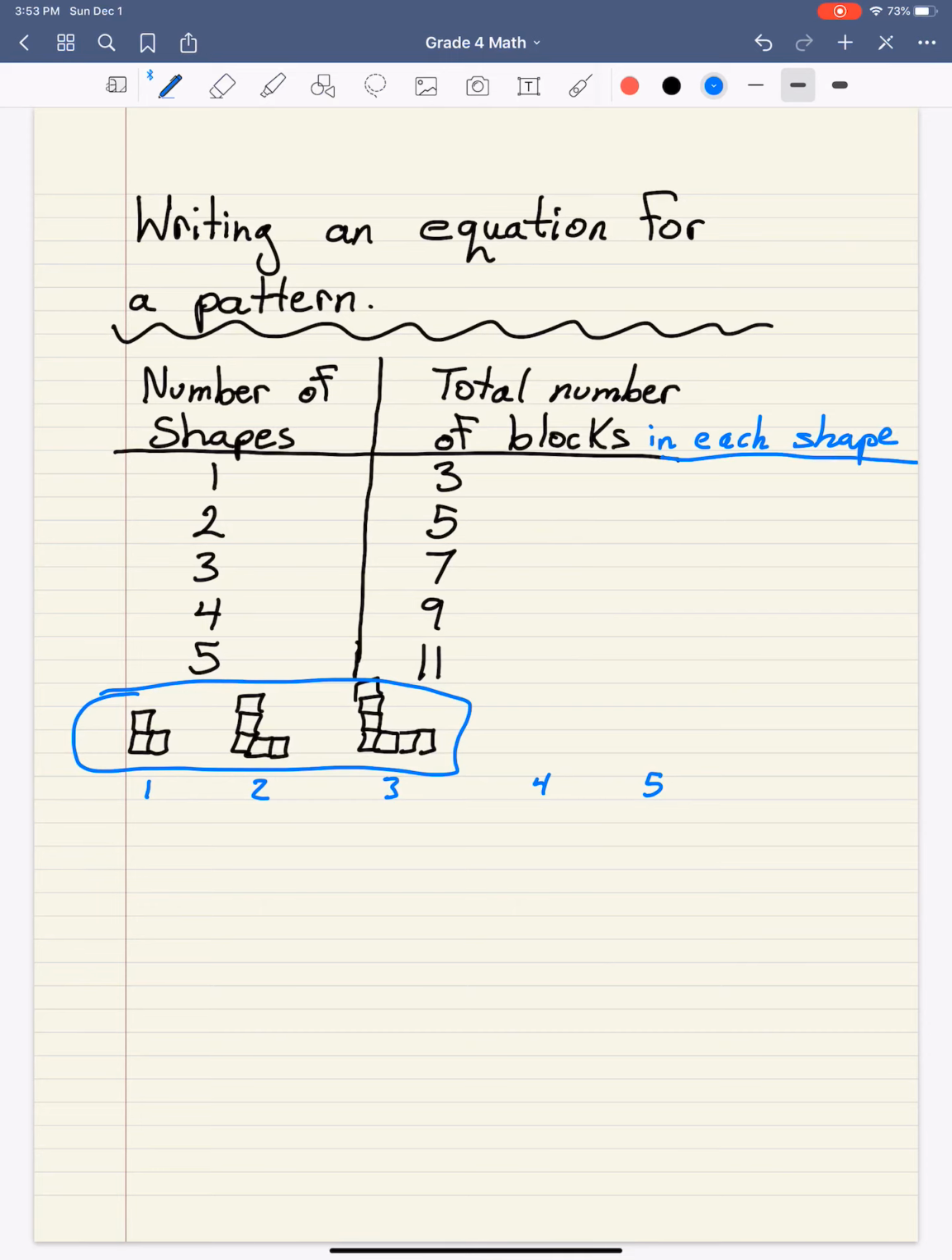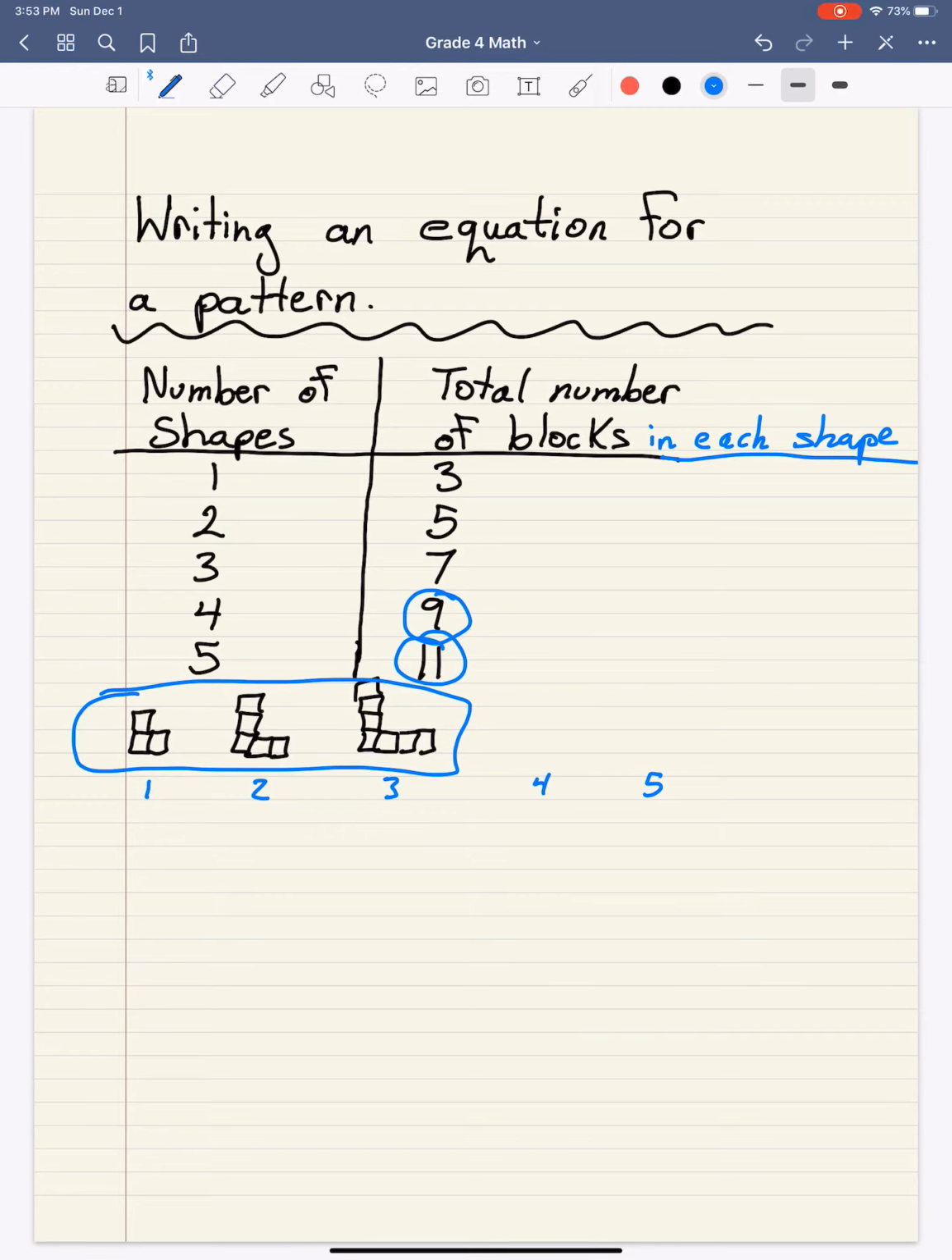So, in shape 1, there are 3 blocks. In shape 2, there are 5 blocks. And in shape 3, there are 7 blocks. And without drawing the next 2 shapes, I have noticed the pattern. It starts at 3 and increases by 2 each time. So I was able to fill in the next 2 elements in the pattern without having to draw the blocks.